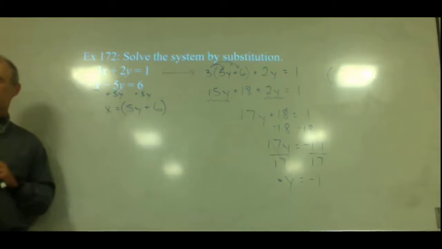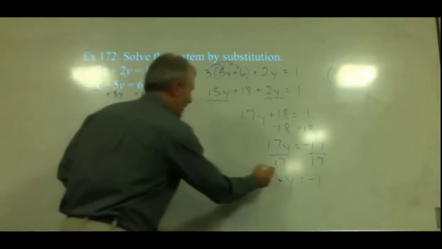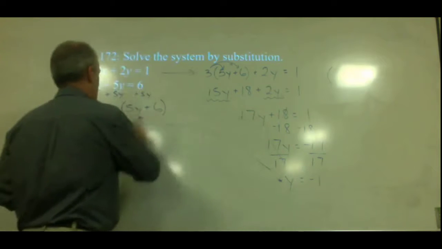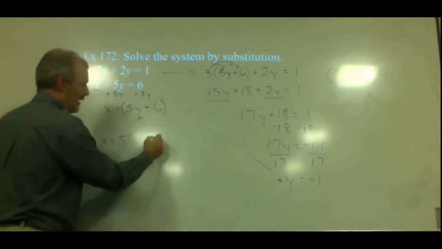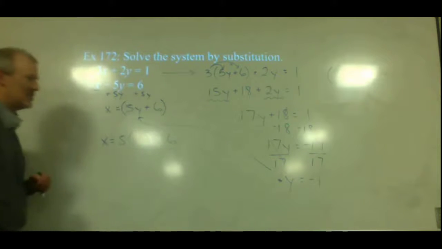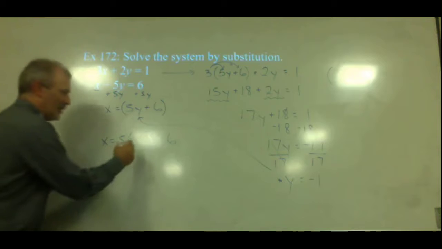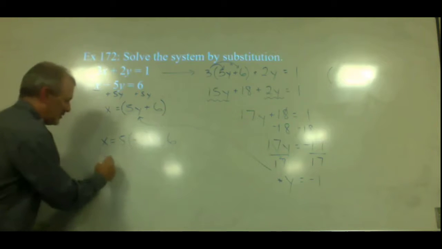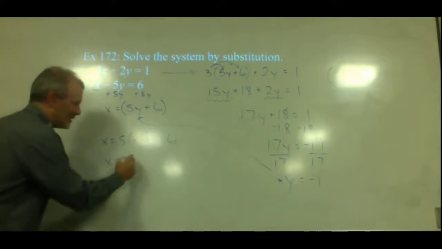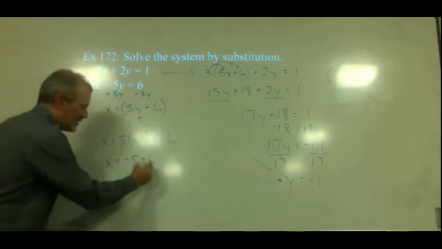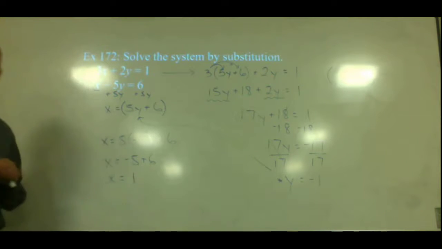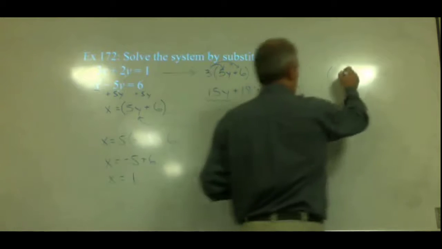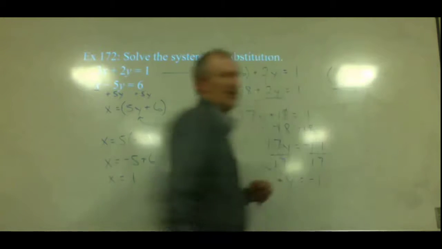Then what do we have to do with that once we know one of the answers? Go plug it back into the other one right here. So x equals 5 times y plus 6. And what did we just figure out that y equals? Negative 1. So 5 times negative 1 is negative 5 plus 6. And that means x equals 1. So our answer would be 1 comma negative 1.